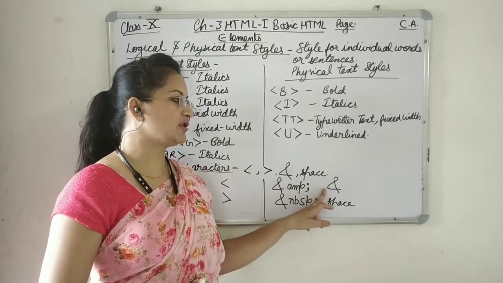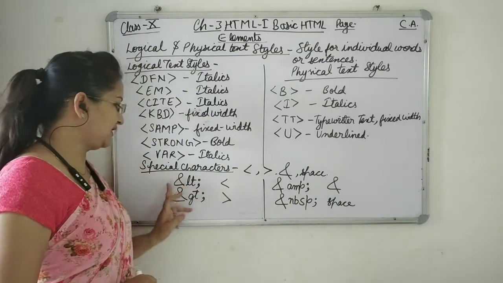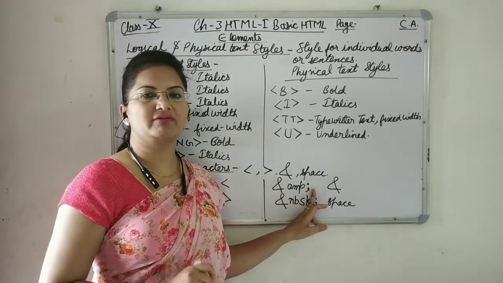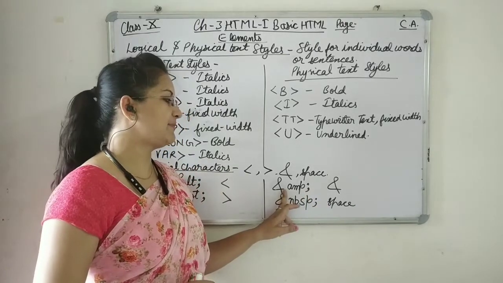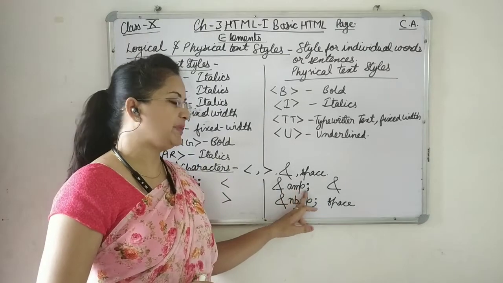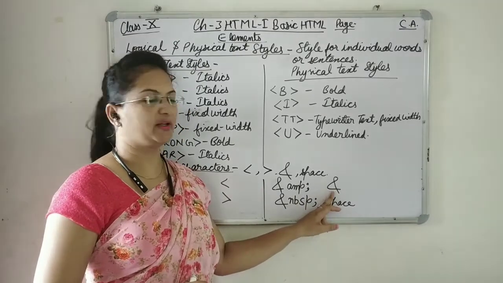So at that time we have to write like this. Same way, ampersand also has a meaning in HTML. You can see we are using ampersand here. So ampersand will not be displayed in HTML. So how to display that? We have to write ampersand AMP semicolon. Then we will be able to see this in HTML.